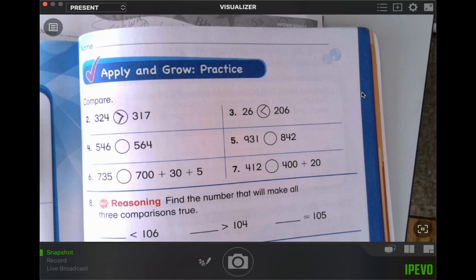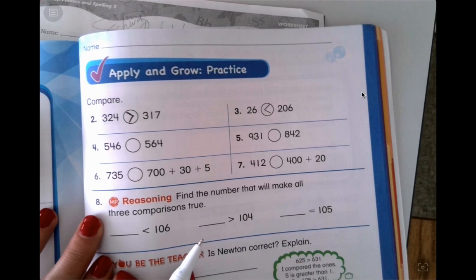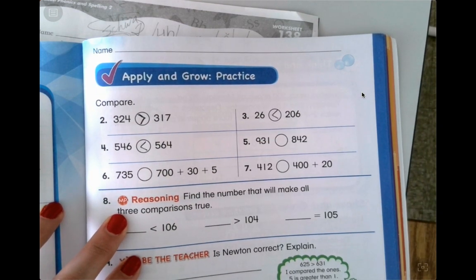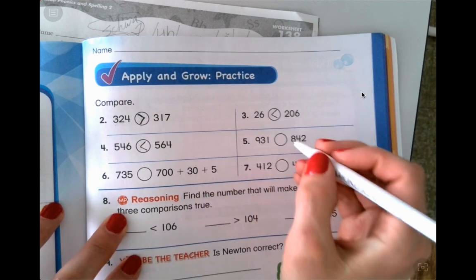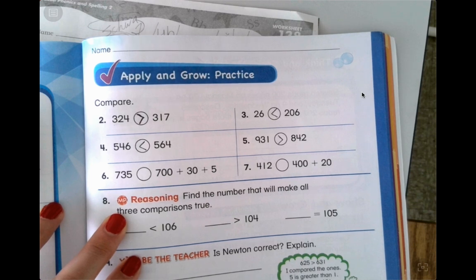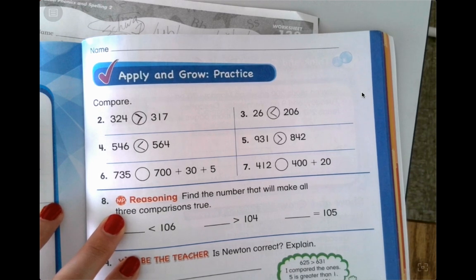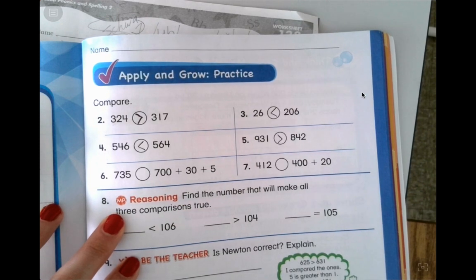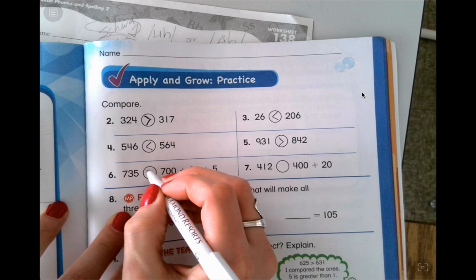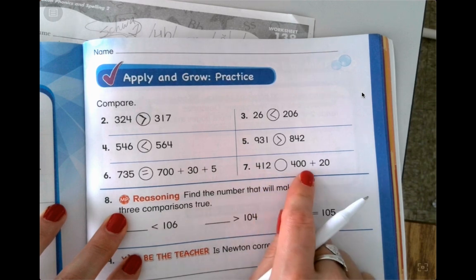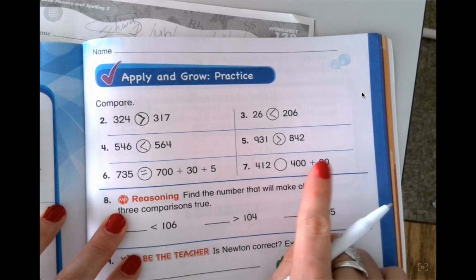All right, let's go over the answers for 4, 5, 6, 7. So for 4, you should have the less than sign. Number 5, you should have the greater than sign. Number 6 is making my heart so happy because we should totally know how to do this, even though we have not done it yet. 735 and 700 plus 30 plus 5. Isn't that the same thing? Yes, they're equal. And then we have 412 and then 400 plus 20. Well, that side is bigger.